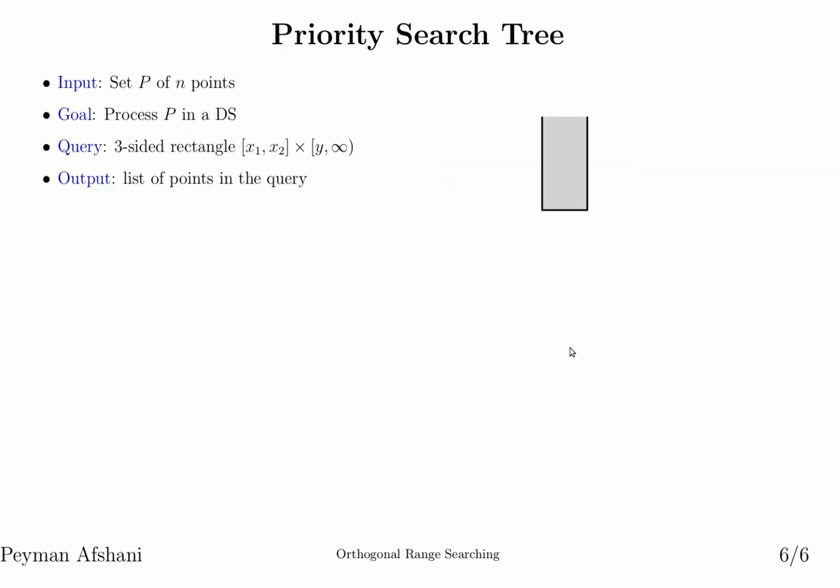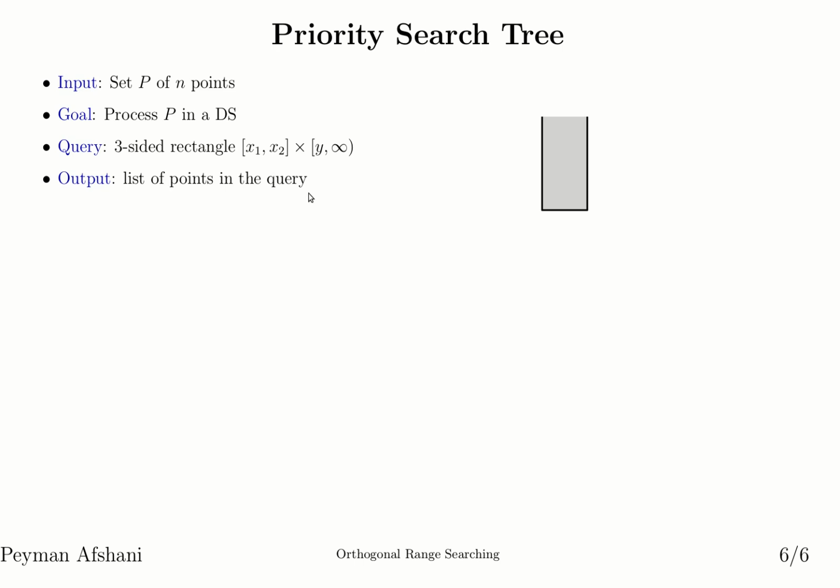This special case is known as three-sided queries. A three-sided query is shown in this picture. Such a query has only three boundaries. In other words, it can be written as the Cartesian product of an interval [x1, x2] times an unbounded interval [y2, +infinity). Given such a query, we'd like to list all the points inside the query.